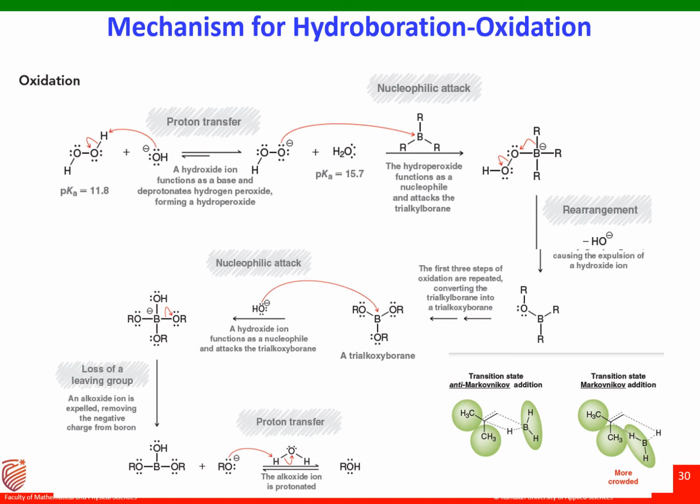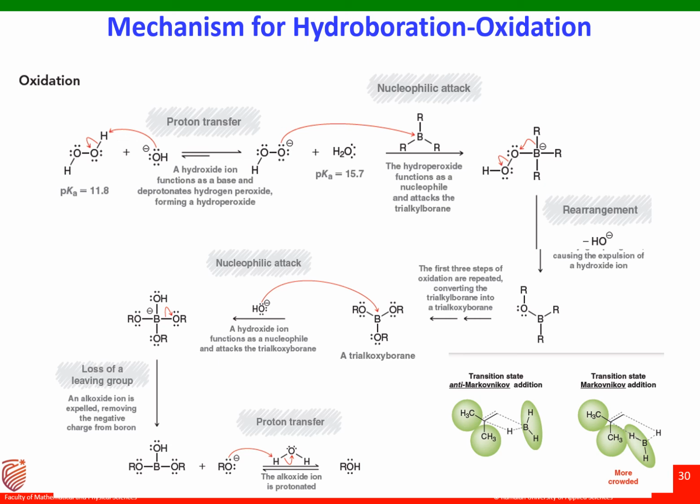Once it attacks the trialkyl borane, oxygen and boron are going to establish a new sigma bond there, which will lead to a rearrangement, right? So the rearrangement causes the expulsion of a hydroxide ion. OH minus expulsion happens there. The first three steps of oxidation are repeated, converting the trialkyl borane into a trialkoxy borane. So across each alkyl group of borane there is an oxygen add-on, therefore it is a trialkoxy borane.